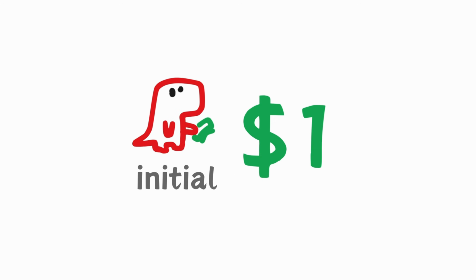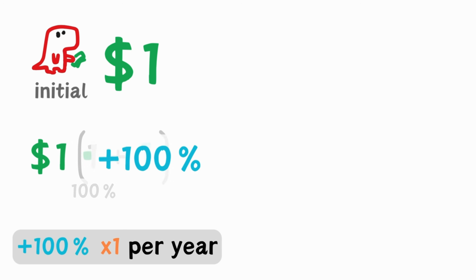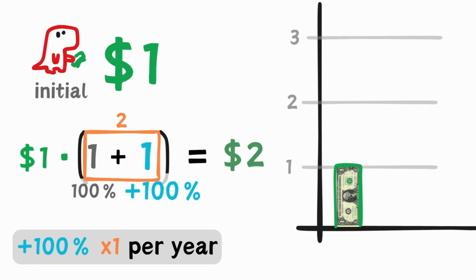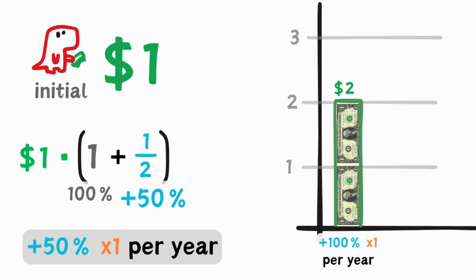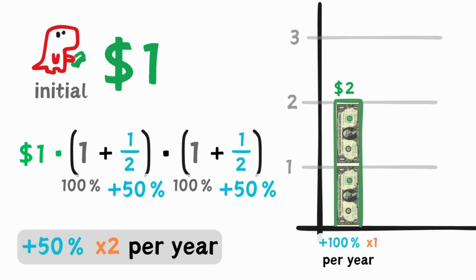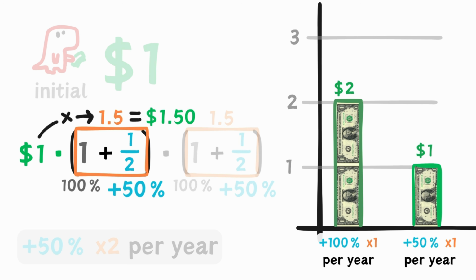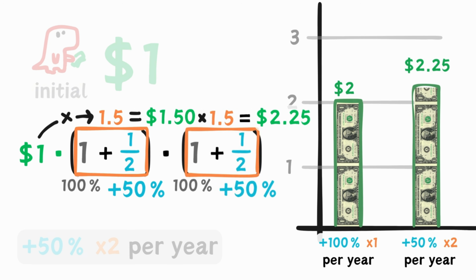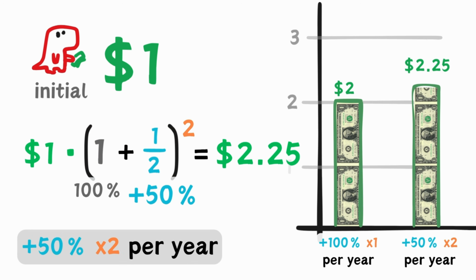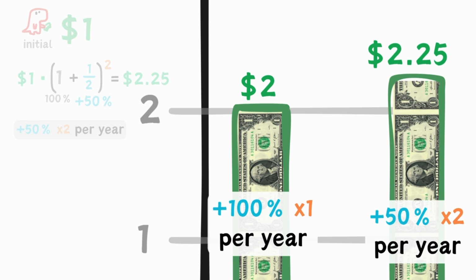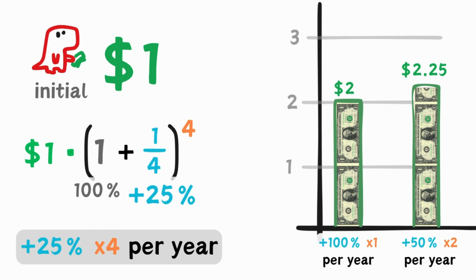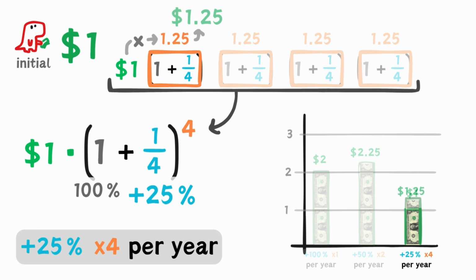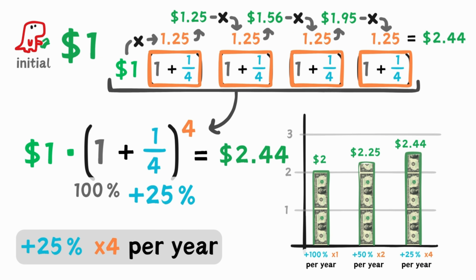Let's say you started with $1 in your account. If you receive 100% compound interest yearly, then by the end of the year, you would have $2. But what would happen if you get half of the interest rate, 50%, but receive interest twice a year? Then, by the middle of the year, you would have $1.50, and by the end of the year, you would have $2.25. That's 25 cents more than before. What if we halve that again? How much would you earn if you receive 25% interest 4 times a year? Well, then, by the end of the year, you would have $2.44.